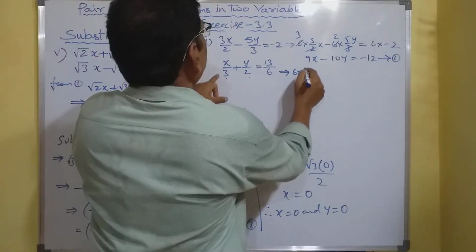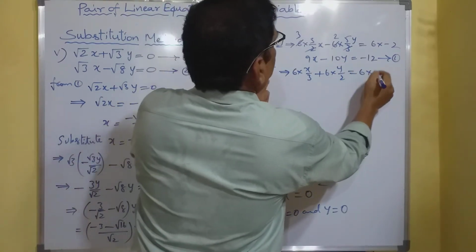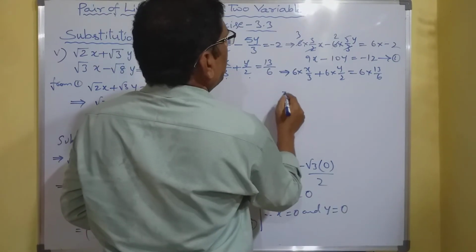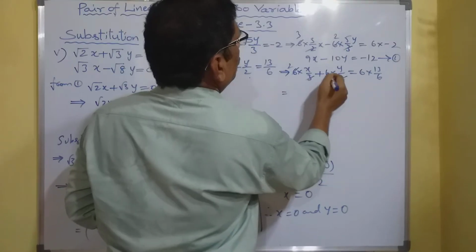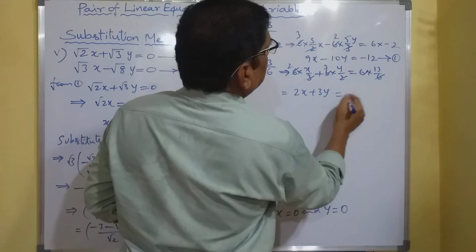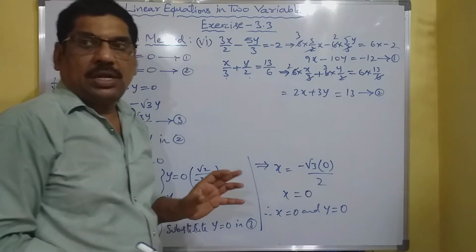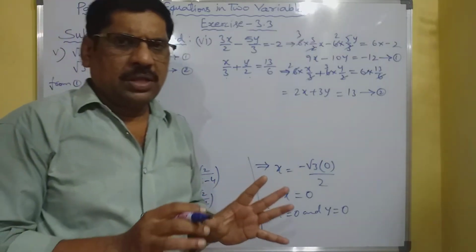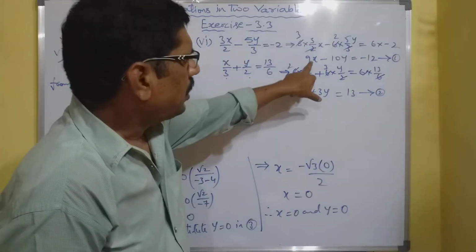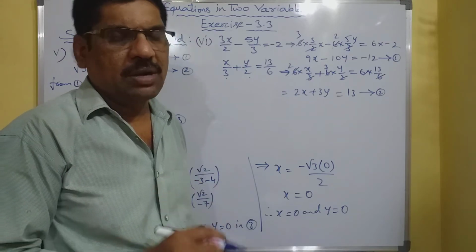So 6 into x by 3 plus 6 into y by 2 equals 6 into 13 by 6. Now we can write: 3 2's are 6, so 2x; 2 3's are 6, so 3y; and 6 is cancelled. So we get 2x plus 3y is equal to 13. This is the second equation. Actually, the two given equations are in complex form, meaning there are some denominators. So we modified the equations like this by multiplying 6 with each and every term of the equations.